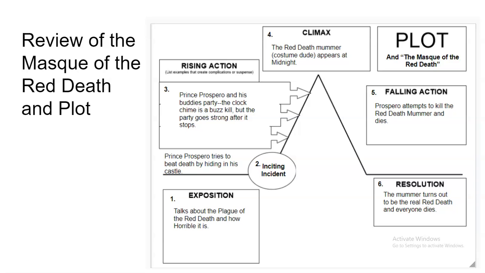form, yo. We go into falling action where Prince Prospero, our tragic hero, gets all het up and goes after this Red Death mummer to try and kill him, but instead, he bites the dust. And we wind down into resolution where the mummer turns out to be the real Red Death and everybody dies. They all fall down.